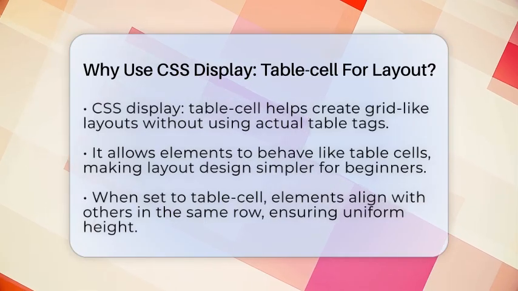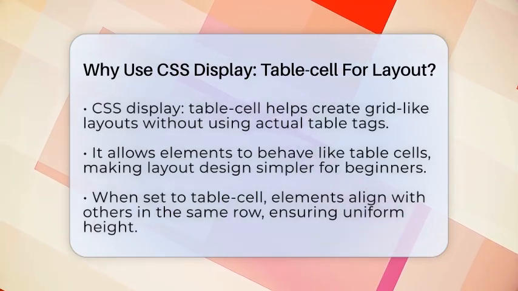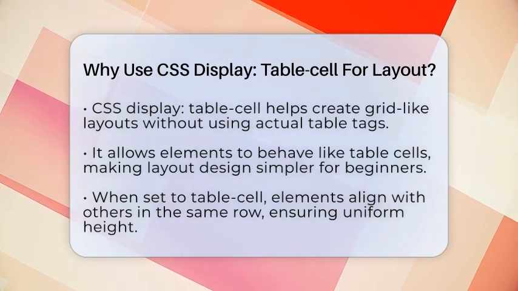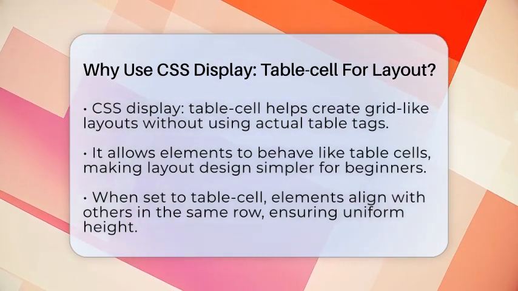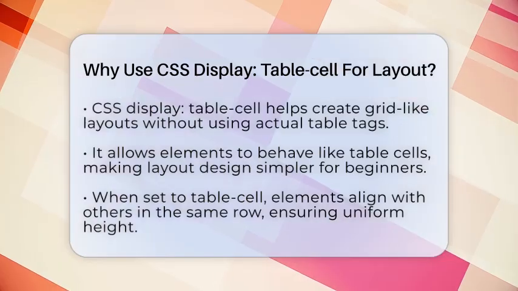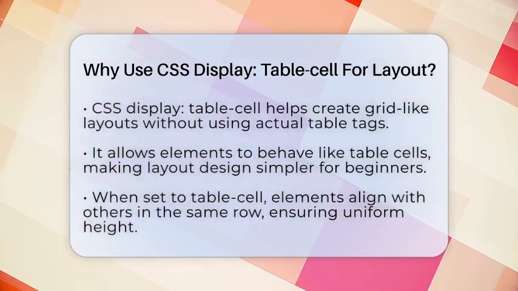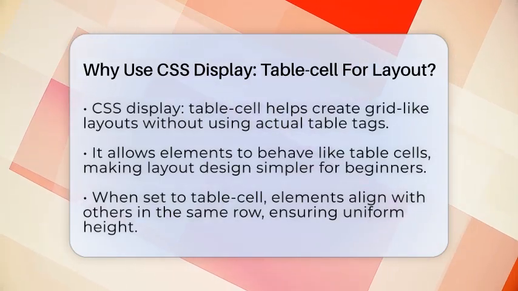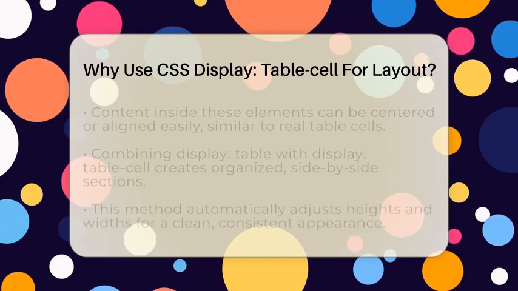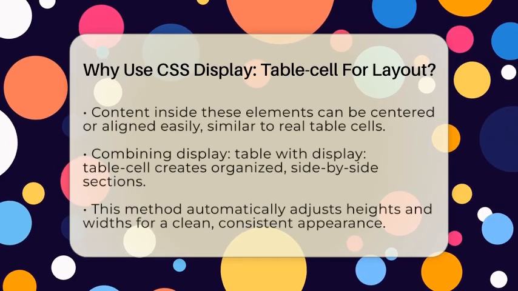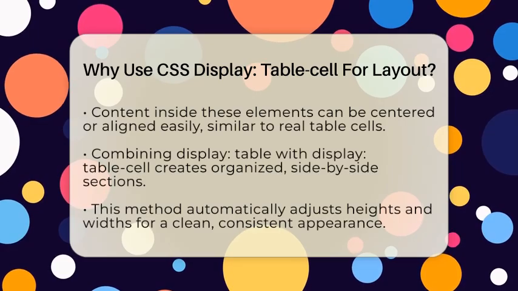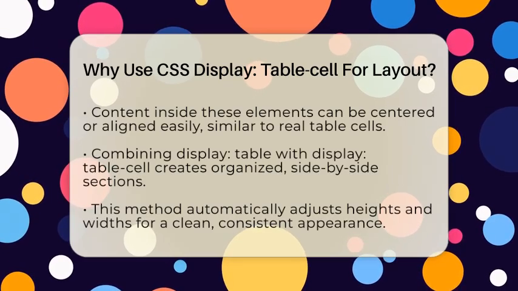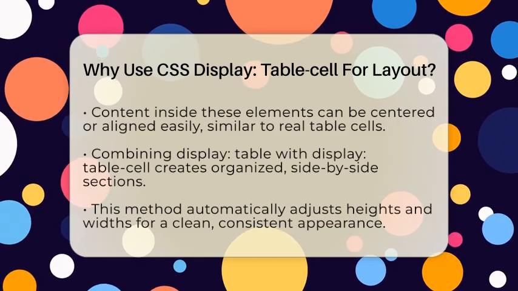This property makes elements behave like table cells, even if you don't use actual table tags. It's a handy trick for beginners who want to keep their HTML clean and semantic. When you set an element's display to table-cell, it aligns with other table cells in the same row. This means all the cells in a row will be the same height automatically. It also makes sure the content inside each cell is centered or aligned the way you want, just like in a real table. If you want columns of equal height, this method makes it easy without extra CSS tricks.